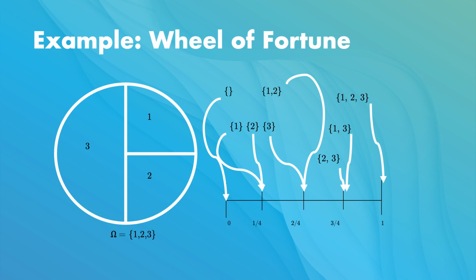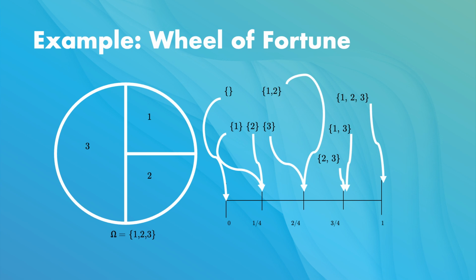But then you have the sets 1 and 2, which have a probability of 1/4, because if you slice the wheel into 4 pieces, you can make the calculation as so. And then you have the set with the 3, which has a higher probability, 1/2, and so on. And you have finally the sample space that has a likelihood of 1.